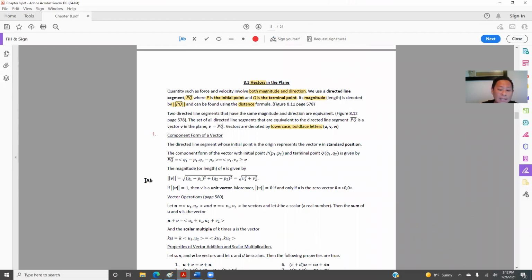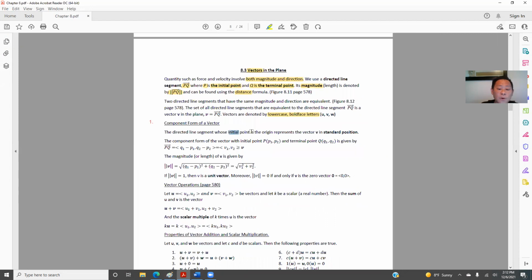Okay, so let's talk about component form. Component form is where you write this where your P, or your origin, is at 0, 0. So your initial point is at 0, 0. Okay, so your initial point is at the origin and is in standard position.